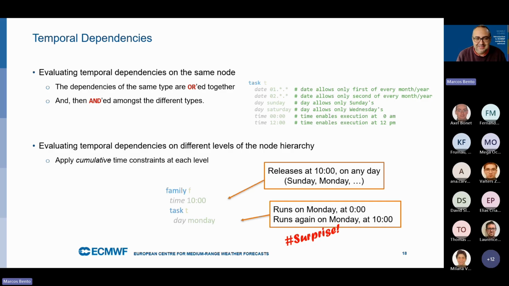But no one would expect it to run, at least I wouldn't, naive me, I would not expect it to run on Monday at 0. Right? It's because the family says it's supposed to be running at 10. So these things, especially if they're not in the same node, they're definitely going to be playing with each other, okay? So you have to be careful there.